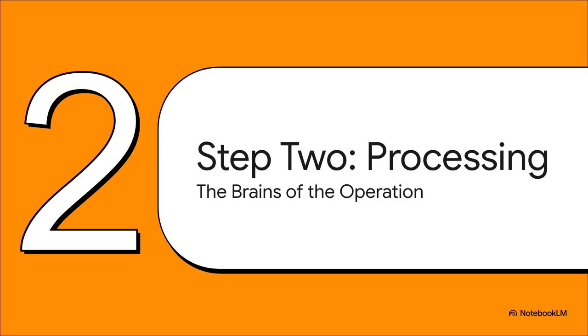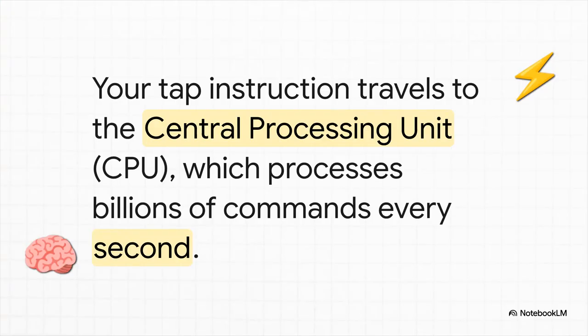Okay, so you've given your command. Now what? Well, the device has to actually understand it. And this brings us to step 2, processing. This is the brains of the whole operation. Your instruction zips straight to the central processing unit, the CPU. This thing is the heart and brain of your device, and it is ridiculously fast. While it's figuring out how to load your video, it's also checking for new emails, managing your Wi-Fi connection, and running dozens of other tasks in the background. And it does all this in a nanosecond. That's a billionth of a second.